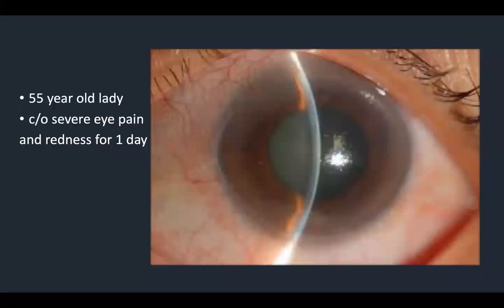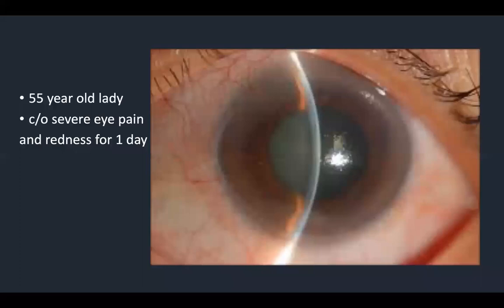Also, we need to assess the visual acuity of the patient, the IOP, and we need to do gonio. And of course, examine the other eye. Excellent. You missed one thing, which is the pupil. Pupil, yeah.